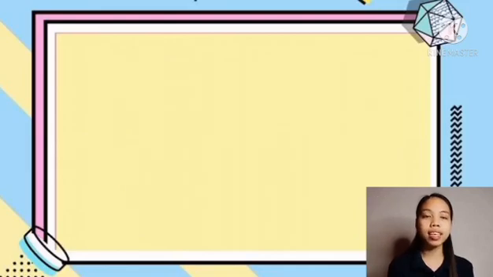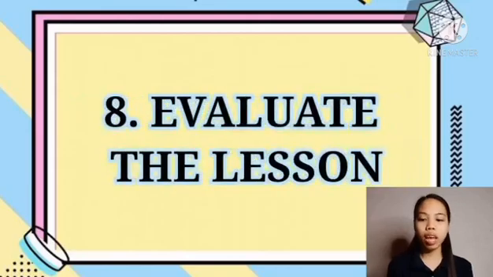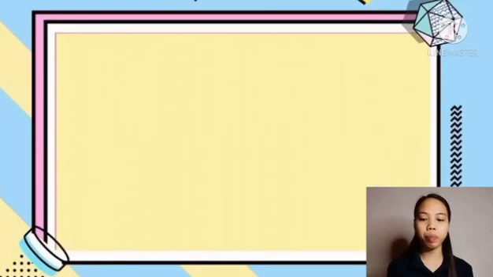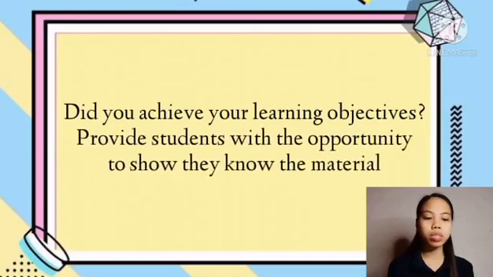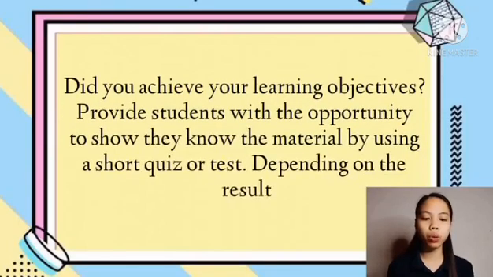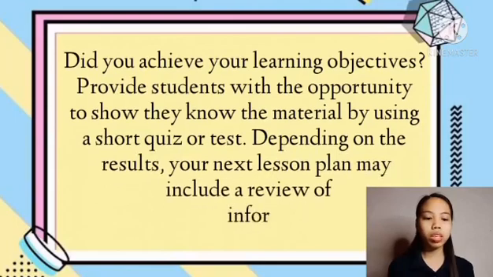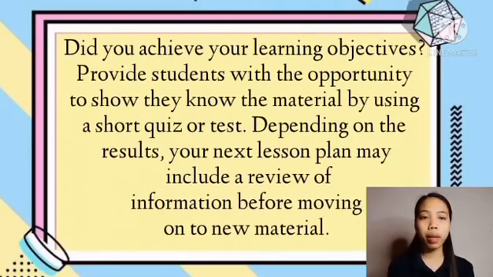And then the last step, number 8, evaluate the lesson. Did you achieve your learning objectives? Provide students with the opportunity to show they know the material by using a short quiz or test. Depending on the result, your next plan may include a review of information before moving on to new material.